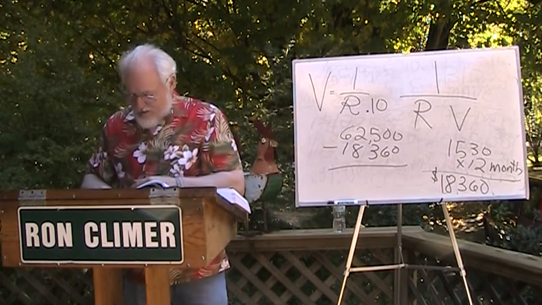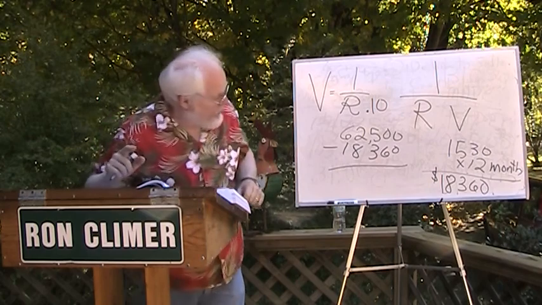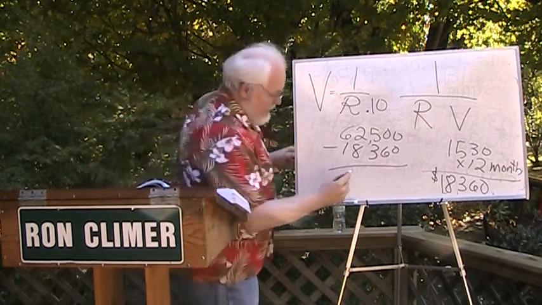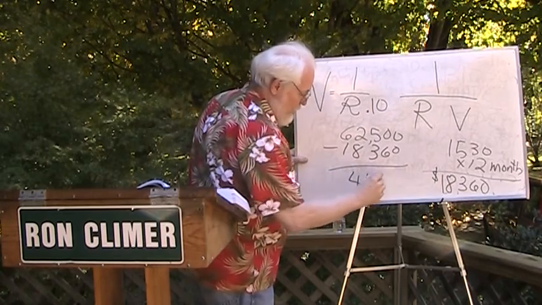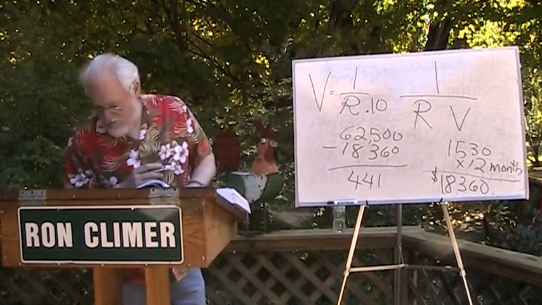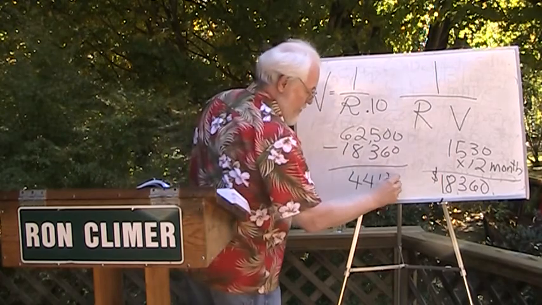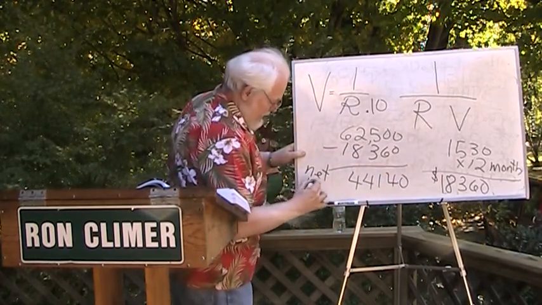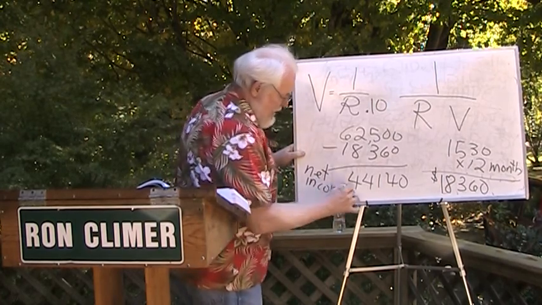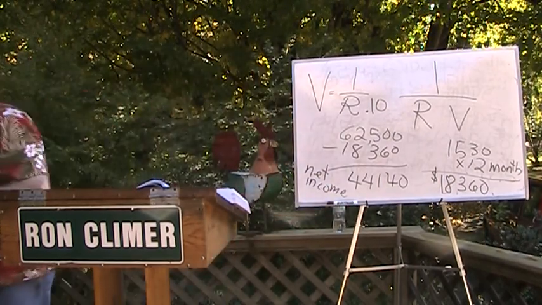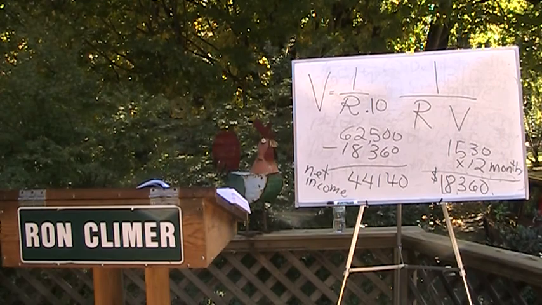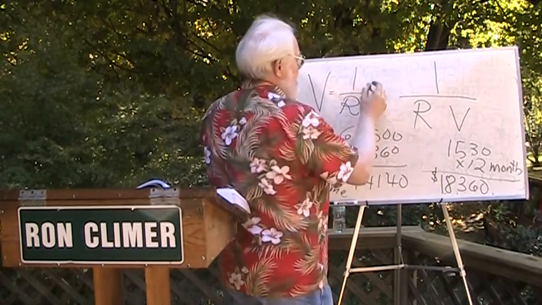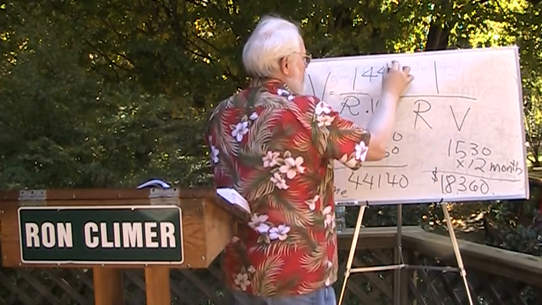62,500 minus 18,360. My calculator says 44,140 is the net income. So the net income is 44,140. We're going to put that number right here.